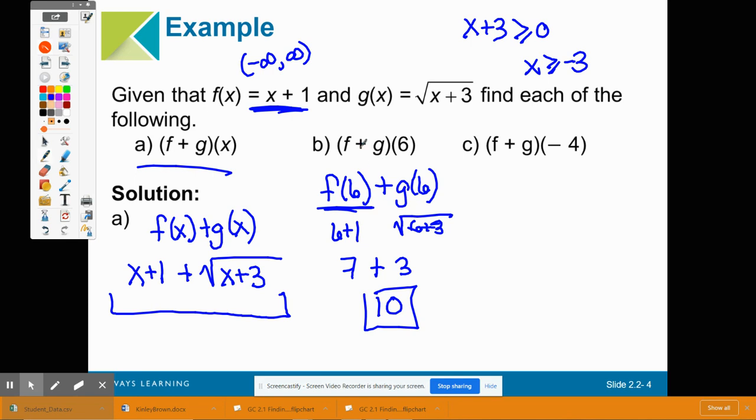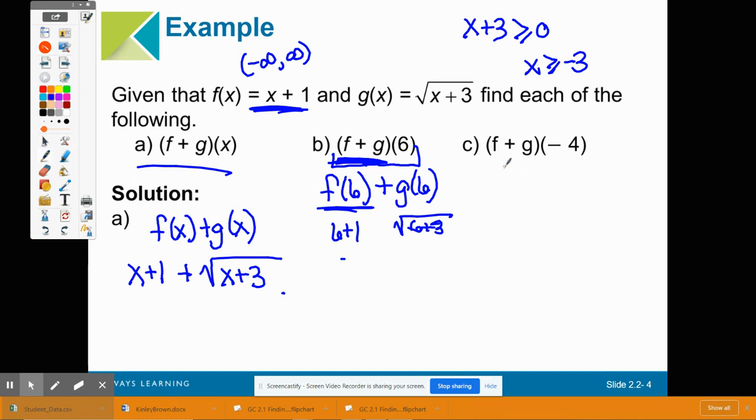The other way you could do it is to say, wait, don't I already have a rule for f plus g? I did that right here. So you could plug 6 straight into this new rule we made, which is 6 plus 1 plus the square root of 6 plus 3, 7 plus the square root of 9, which is 3, and that gives you the same answer. So you can look at it separately, or you can plug it straight into our new rule. Why don't you pause it and try the next one, see how that works.